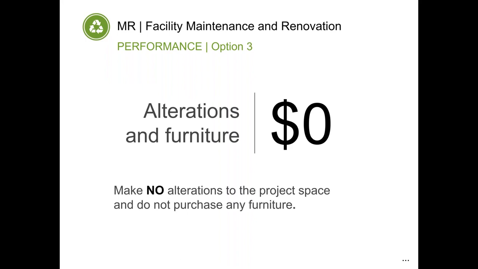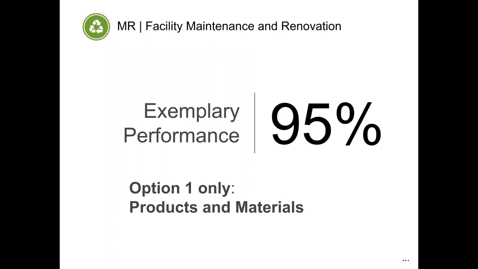All right, option 3, if you have no alterations that occur at the building during your performance period and no furniture purchases, that is a way where you can document this credit and achieve your LEED point. So making no alterations to the project space, no purchase of furniture. You can say we still comply with all of these, the intent of the credit, because you are not introducing a new product into the building. Exemplary performance for this one is 95% for option 1 only.